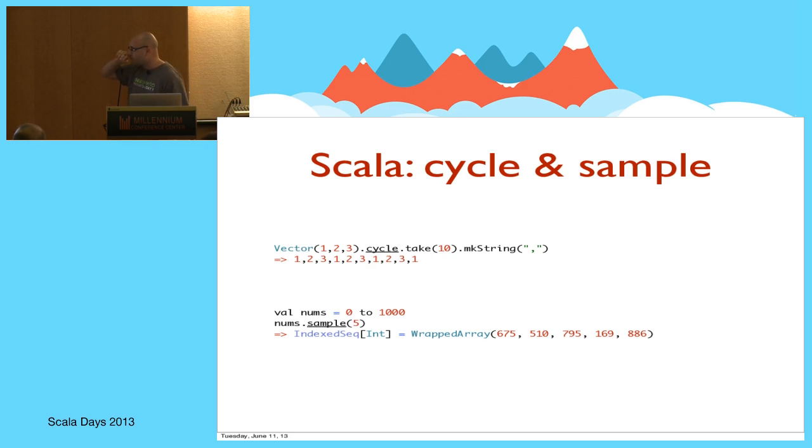Sample, right? Surprisingly, I don't believe the Scala collections have a way to get a random sample of elements from a given collection. So I've got 1,000 numbers there, and I want to just get 5 of them randomly. You can call sample, right?